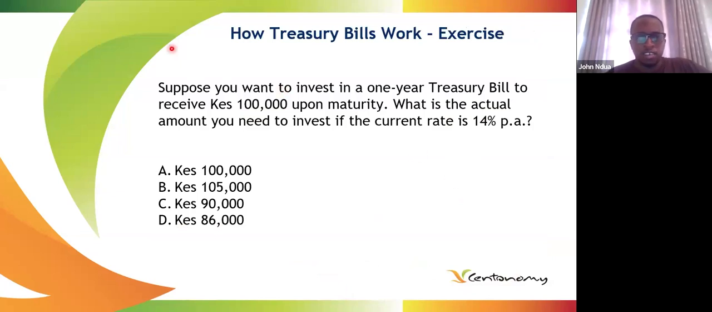Here it goes. Take a few seconds to look at this particular assignment and see whether we understand what discounting means. So imagine you want to invest in a 1-year treasury bill to receive 100,000 upon maturity. What is the actual amount you need to invest if the current rate is 14% per annum?